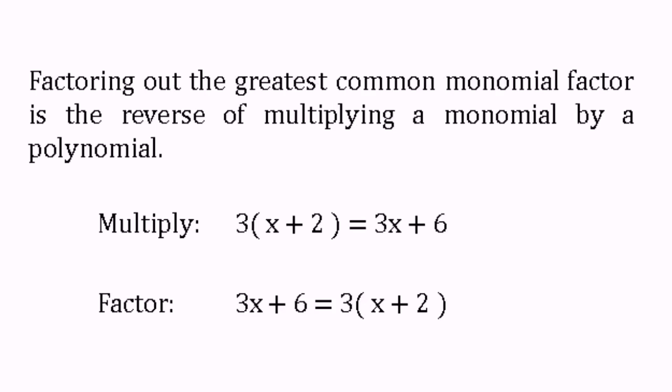Factoring out the greatest common monomial factor is the reverse of multiplying a monomial by a polynomial. When we multiply 3 times the quantity x plus 2, we just distribute. 3 times x is 3x, 3 times 2 equals 6. While when we factor out 3x plus 6, the answer would be 3 times the quantity x plus 2. So that's why it is the reverse of multiplying a monomial by a polynomial. So we will get the factor.